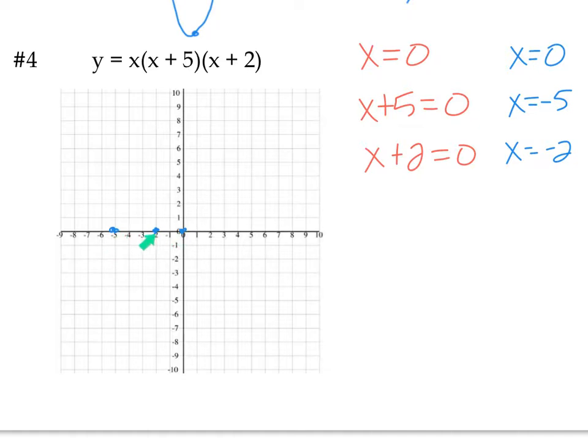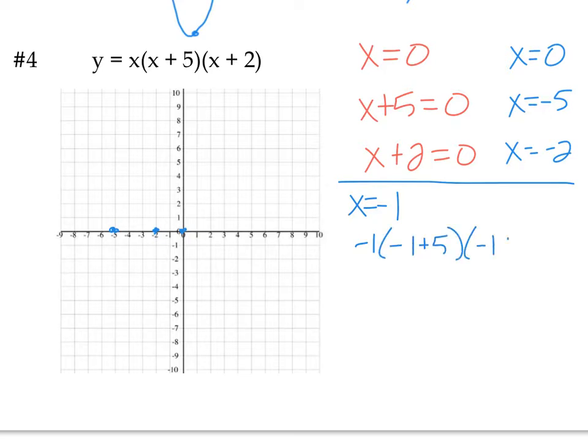So let's do this one, -1. -1's right in the middle between 0 and -2. So I can plug in -1 into this equation. So when I do x equals -1, I wrote a 7 there, let's change that. Okay, so x equals -1. We're going to get -1, -1 plus 5, -1 plus 2. It's -1 times 4 times 1. That's going to equal -4. So I have the point -1 comma -4. I can plot that point right there.